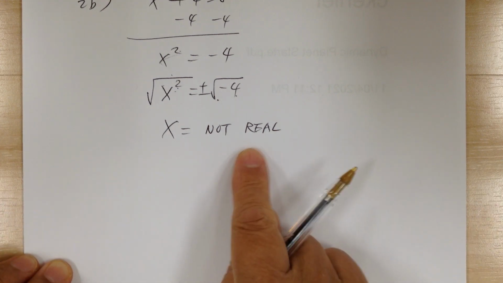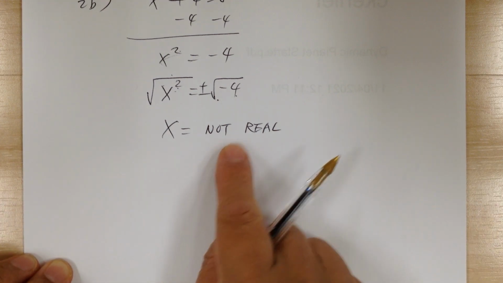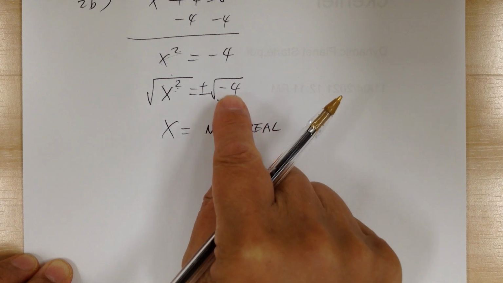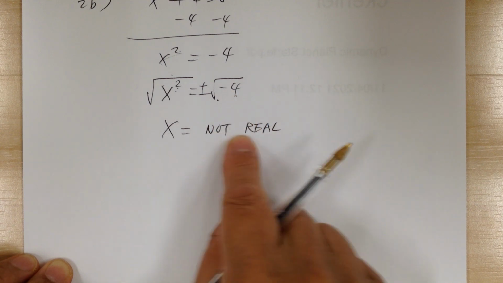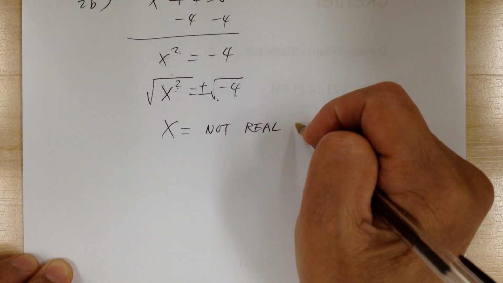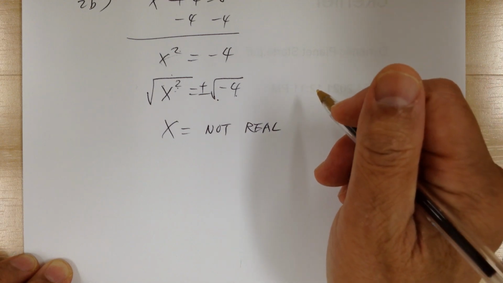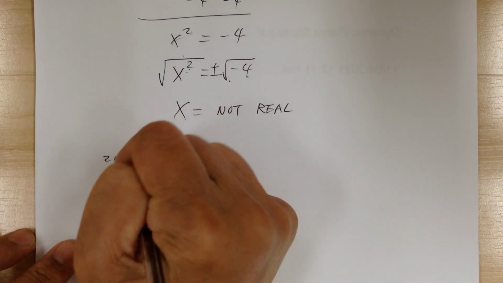So in the later lessons, we'll learn about imaginary numbers. So you will learn how to deal with that. But for now, x is not real. Okay, so you get no real roots. Okay, so let's go to 2c.